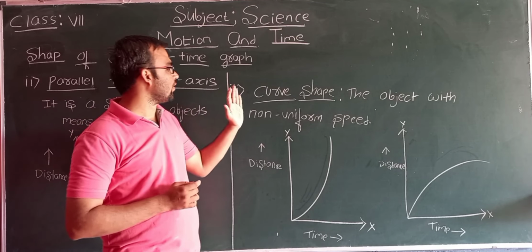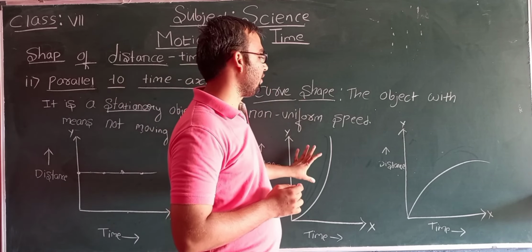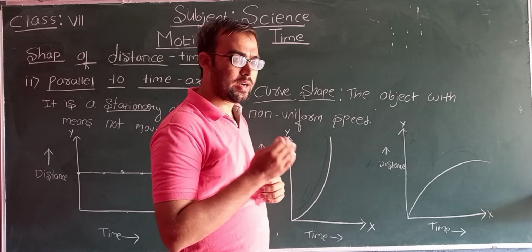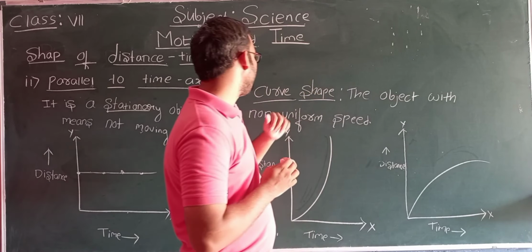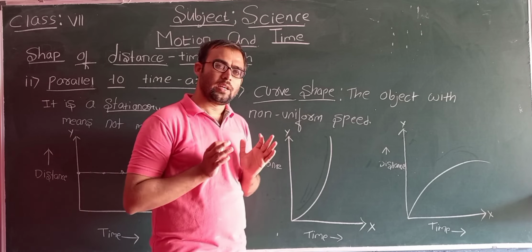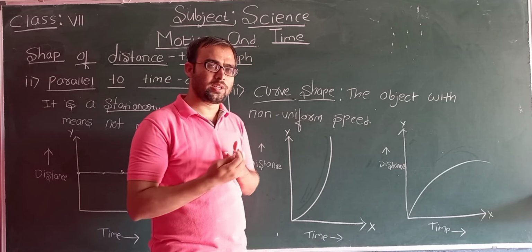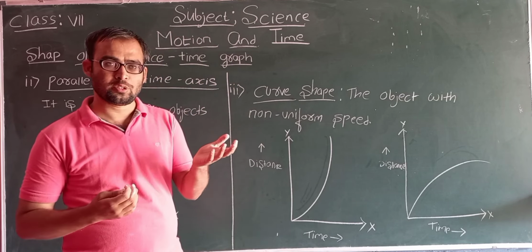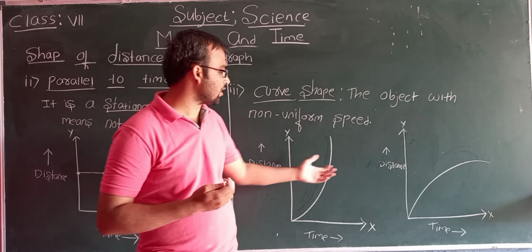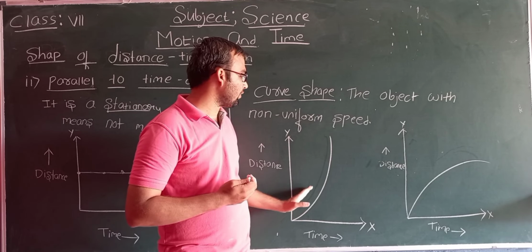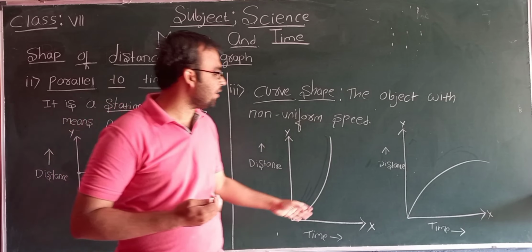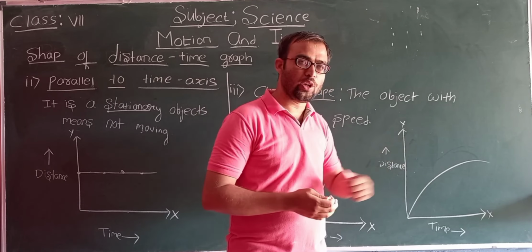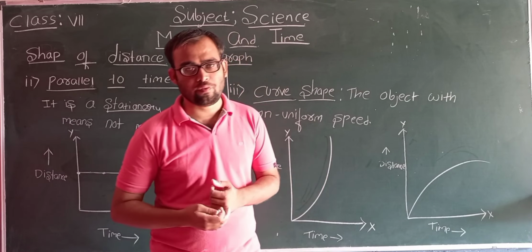Now come to this one, that is the curved shape. Whenever we have such a graph, what does it mean? It means the object moves with non-uniform speed. Whenever the object is moving with non-uniform speed, we get such graphs. Here the speed of the object is increasing non-uniformly, and here the speed of the object is decreasing non-uniformly.